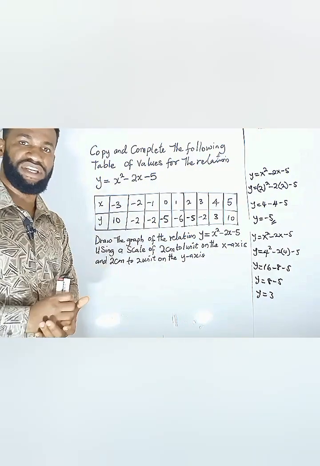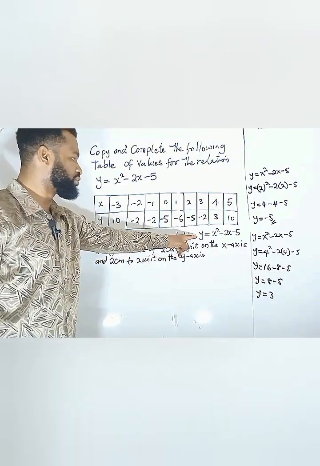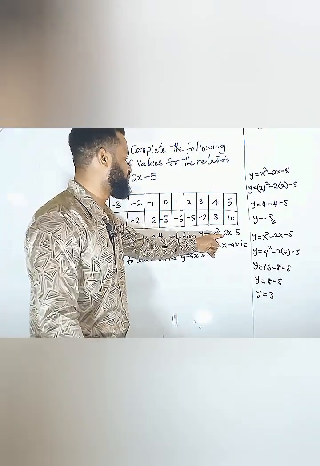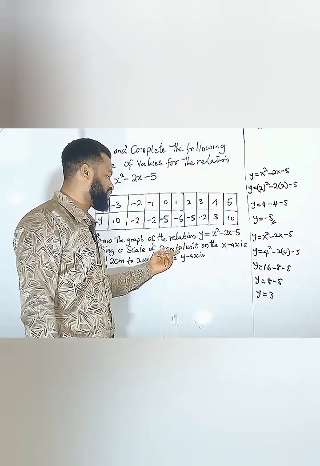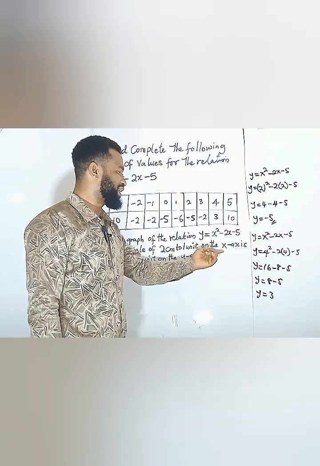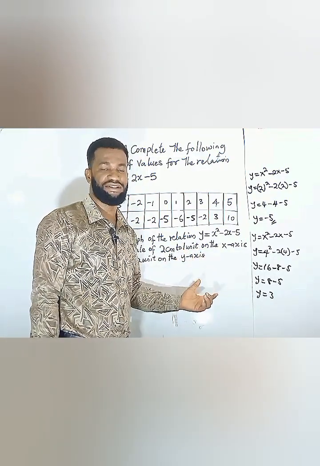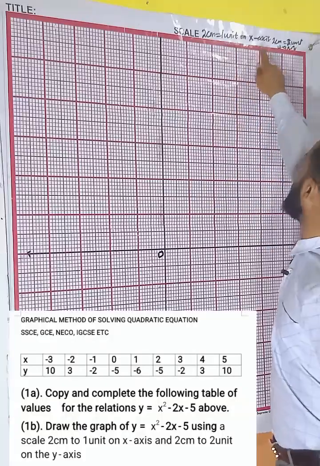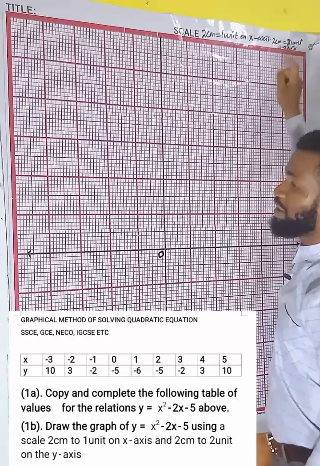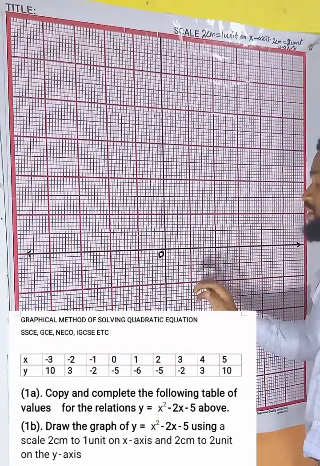So what we are going to do next is, let's go and plot the graph. They say, draw the graph of the relation y is equal to x squared minus 2x minus 5. We now say, using a scale of 2 cm to 1 unit on the x-axis and 2 cm to 2 units on the y-axis. Let's go to the plotting of the graph.